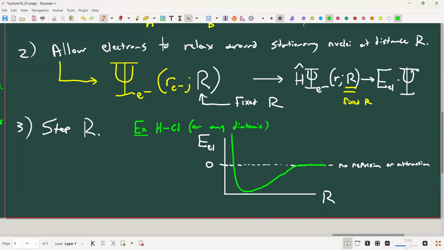And we get a curve that looks like this. We find that there's this unique spot, this equilibrium distance. You probably remember this from last semester. This is just like the Lennard-Jones potential, the same idea: there's some equilibrium bond distance that's the most stable form.